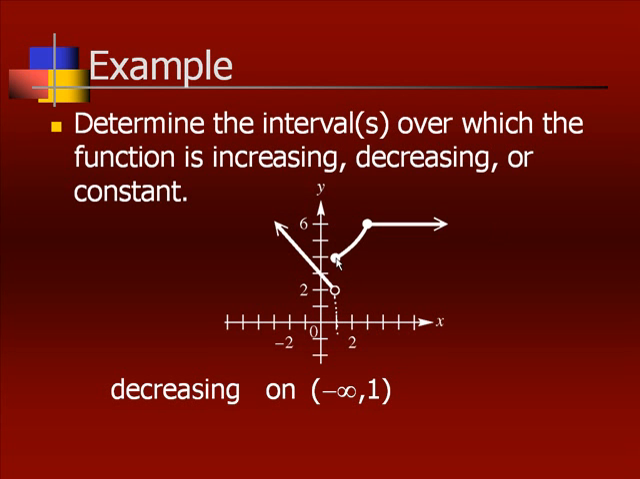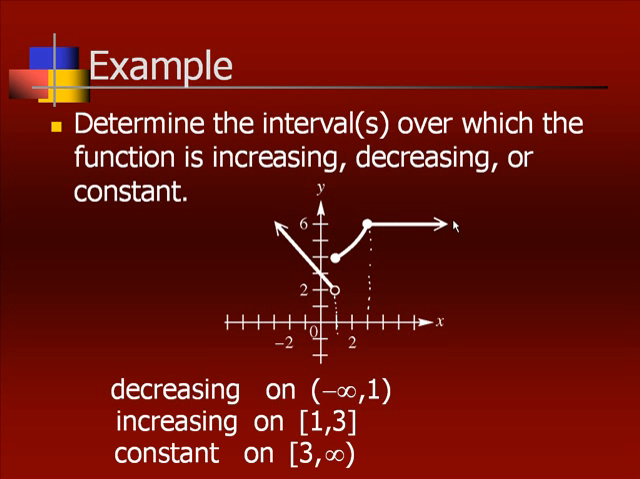Then you come over here and you say, well, the graph is now going up, starting where x is 1, all the way up to where x is 3. So we say that it's increasing on the closed interval from 1 to 3. And then starting where x is 3, the y values stay the same, so we say that it is constant on the interval from 3 to infinity.